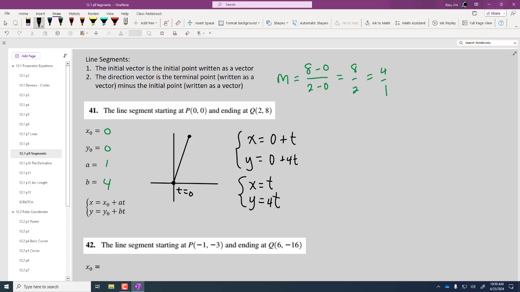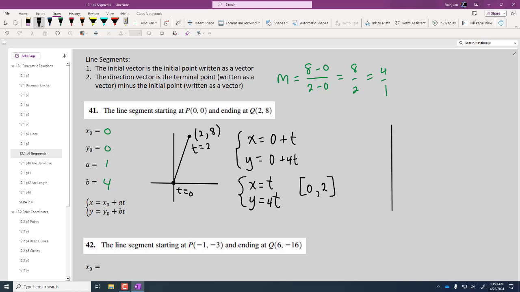tell me what the t interval has to be here. 0 to 2. Does everyone agree? 0 to 2? If you want to end at 2, 8, start at t equals 0, this is going to be t equals 2 up here. Does everybody agree? So we're going to go from 0 to 2. So if we plug in 0, we get 0, 0. If we plug in 2, we get 2, 8.